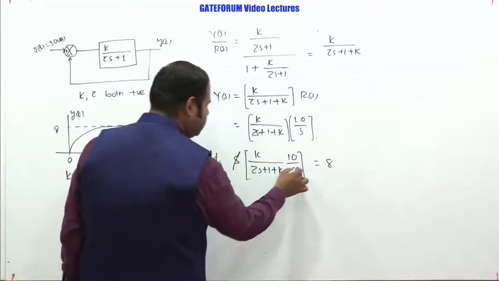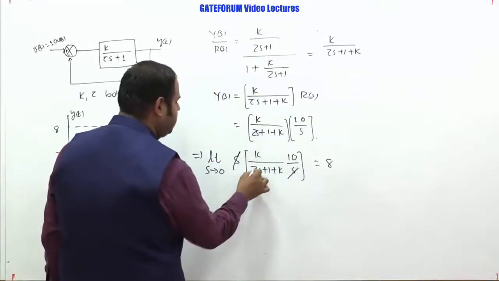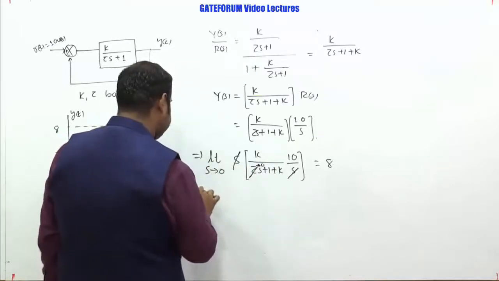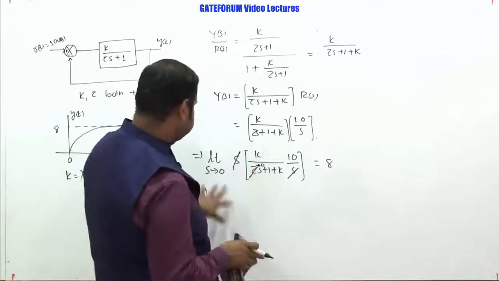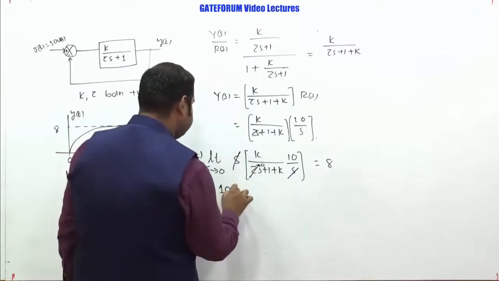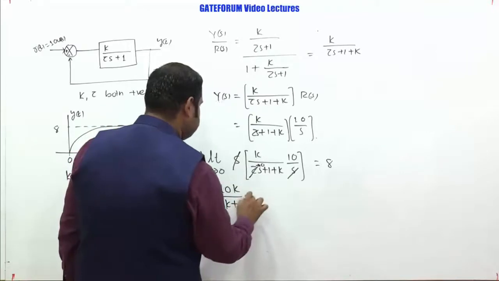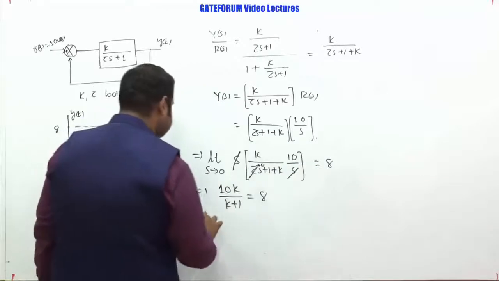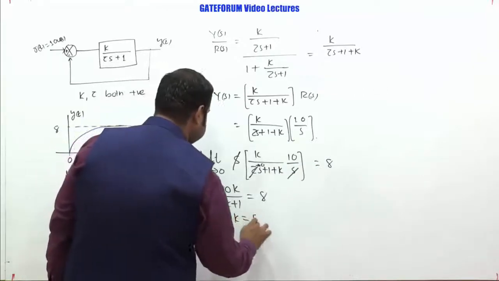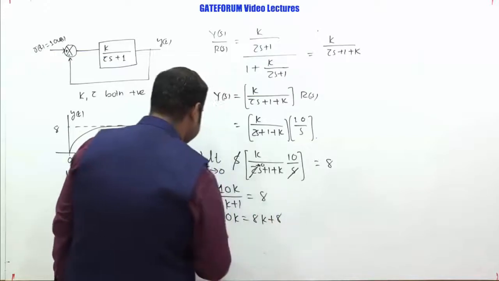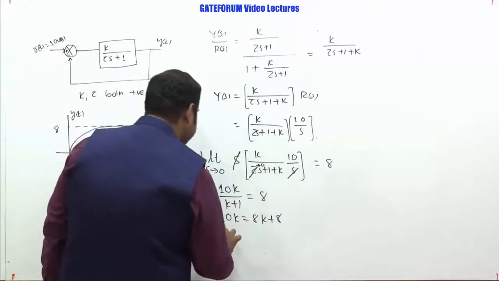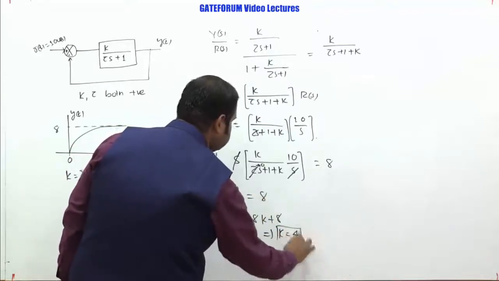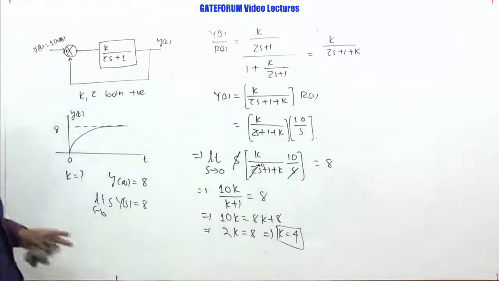So this s and this s cancel out, and this tau s becomes 0, right, because s equals 0. The rest of the things are constants, there are no s terms. I can say 10K divided by K+1 is equal to 8. 10K divided by K+1 equals 8. So this implies 10K equals 8K+8. So 10K minus 8K is 2K. 2K equals 8. This implies K equals 4. Right? So we are getting the value of K equals 4.